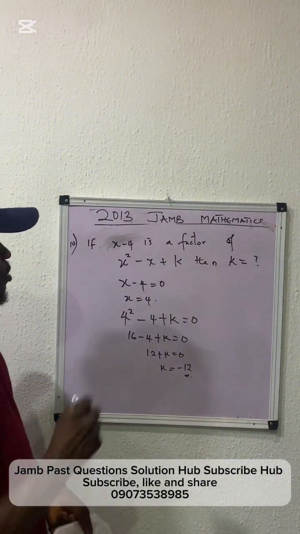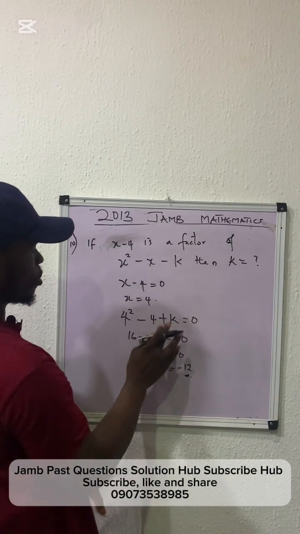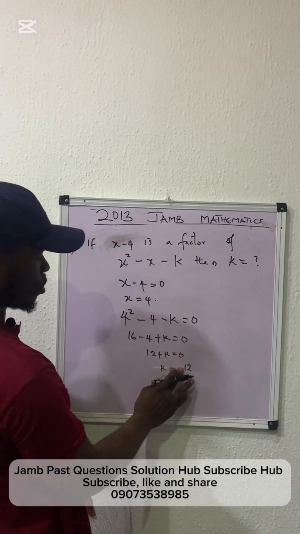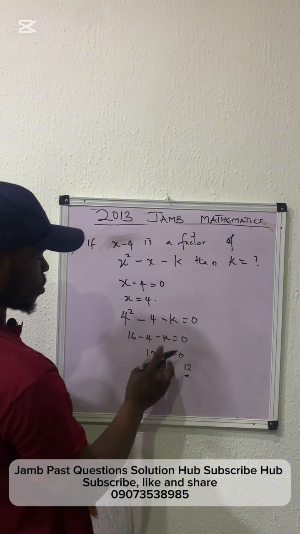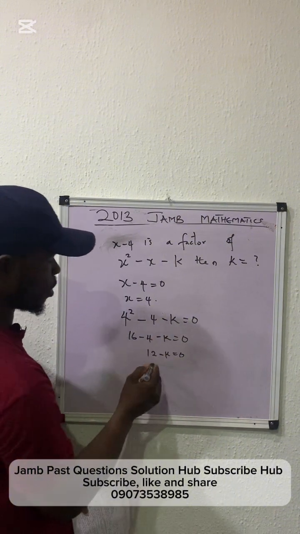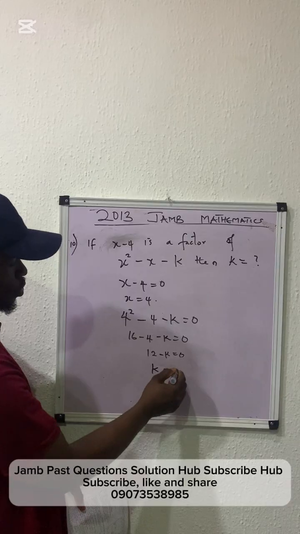Now there's a minus sign here, but it's the same answer though. So the minus disappears when it comes in. So k is equal to 12.